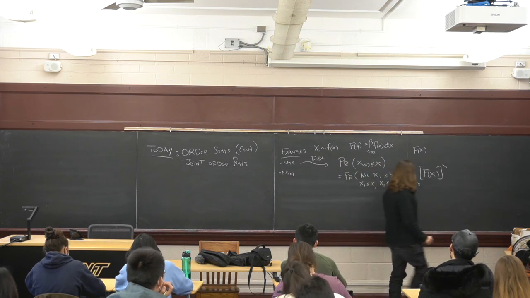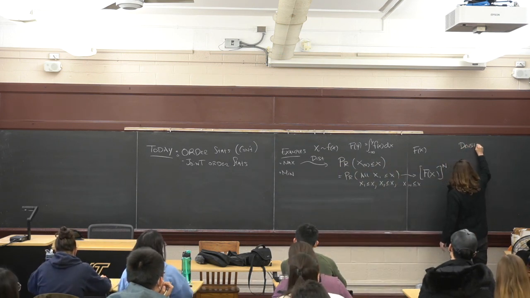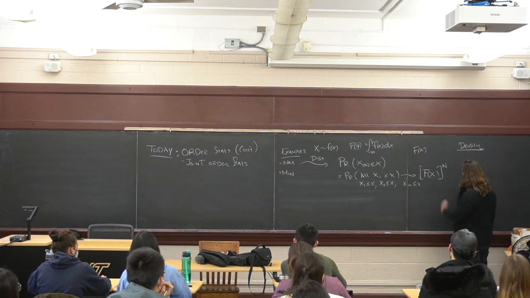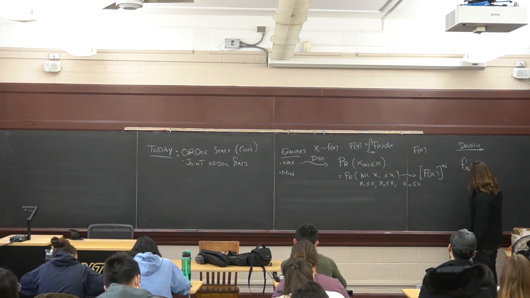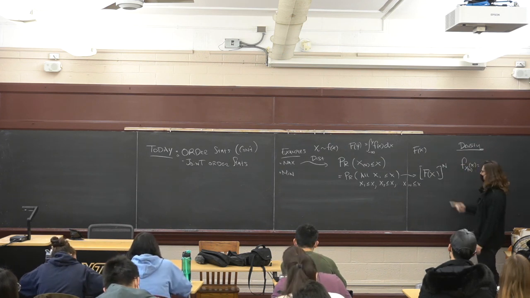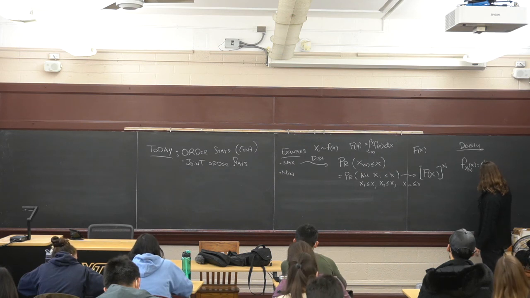If I wanted the density for this example, then all I have to do is take a derivative. That's just going to be the derivative over this thing, so I'm just going to have n. I'll write it down in 2 steps.